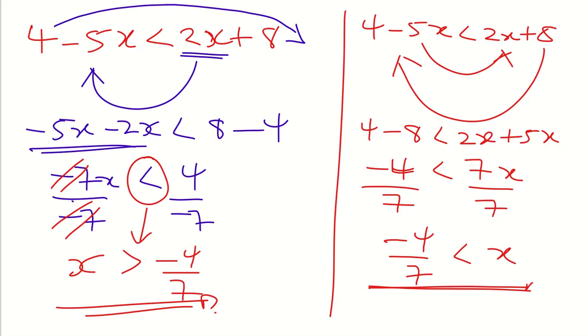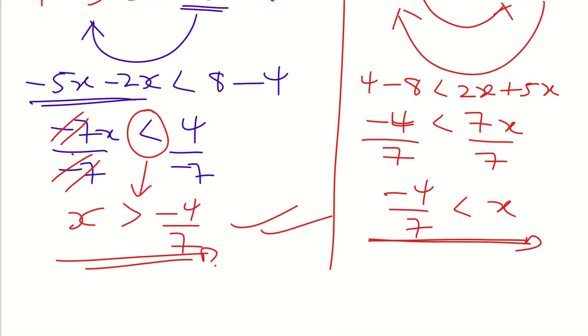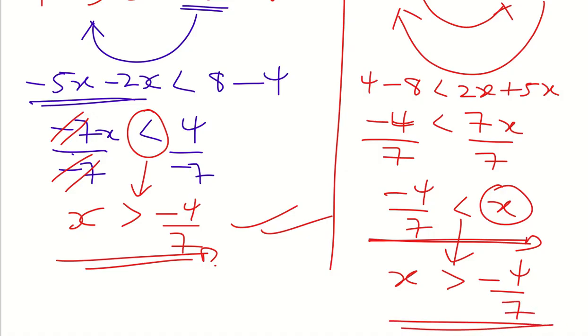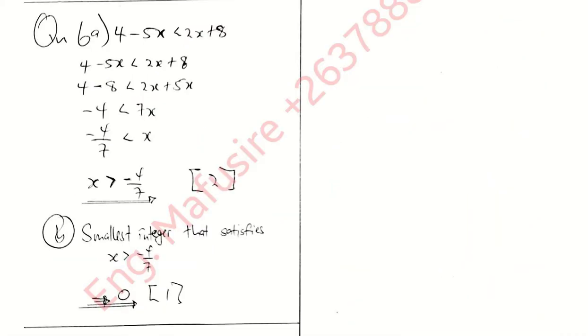Whichever answer you write, this one or that one, it is the same. When you write x first, the sign changes to greater than negative 4 over 7. So whether you write the first one or the second one, this is the same answer. That is why we write this one again.